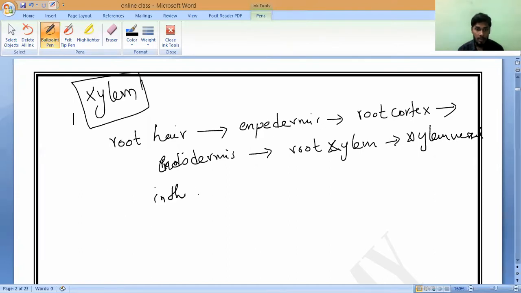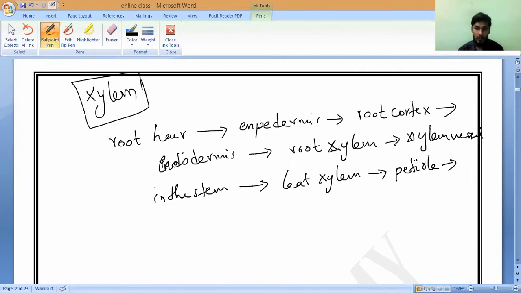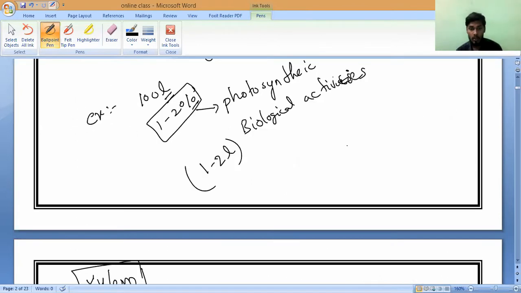Next, the leaf xylem. Then it goes to the stalk of the leaves, called the petiole. Later, it is carried for the biological processes, and the remaining water goes to transpiration. Please note it down. This is the process.